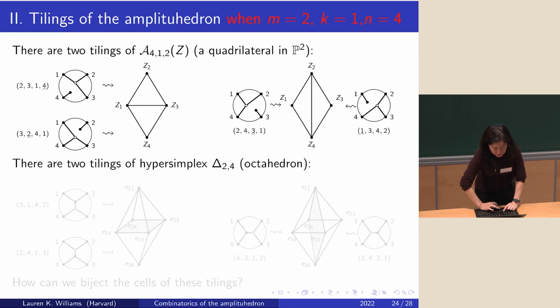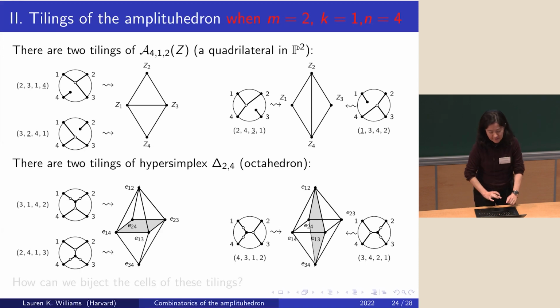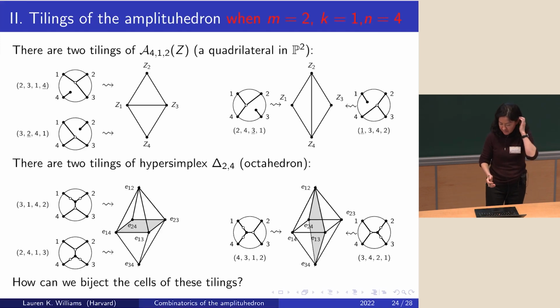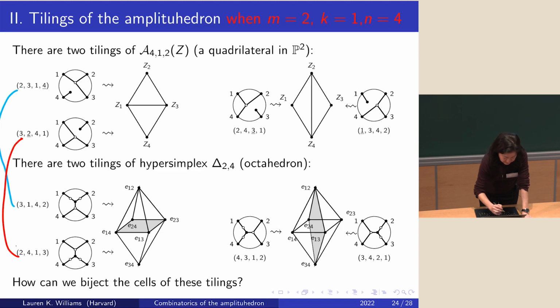Now there's also two tilings of the hypersimplex, and they are shown here. You're either cutting the hypersimplex horizontally or vertically. The question is, how can you find a bijection between these two tilings? And I've actually drawn them so that they correspond. So the question is, how can we relate this to this, this to this, this to this, and this to this?